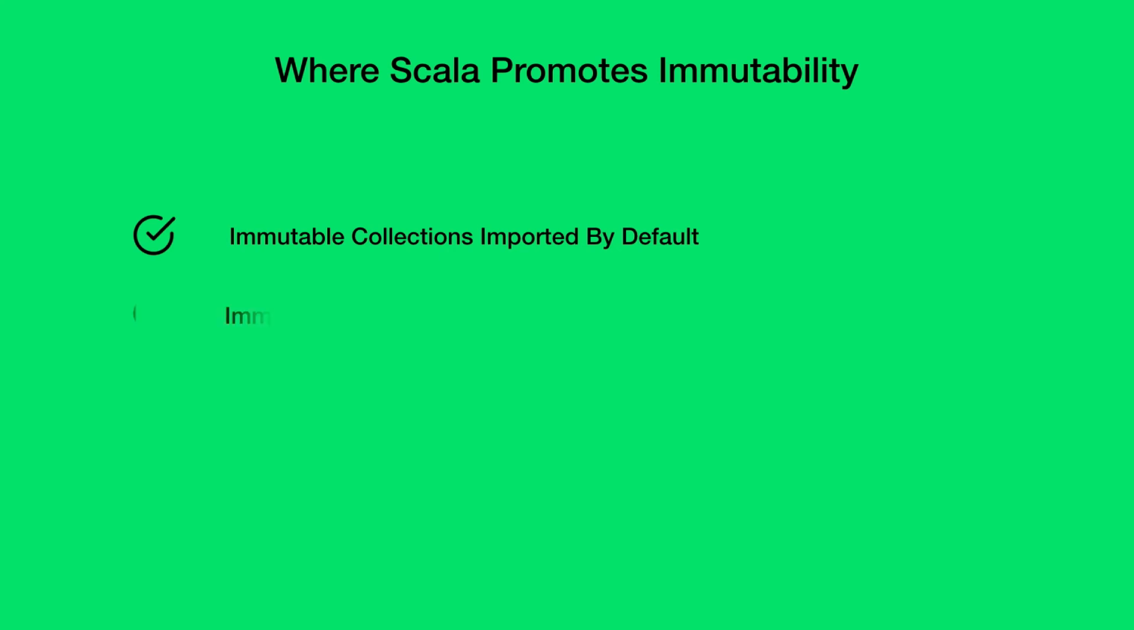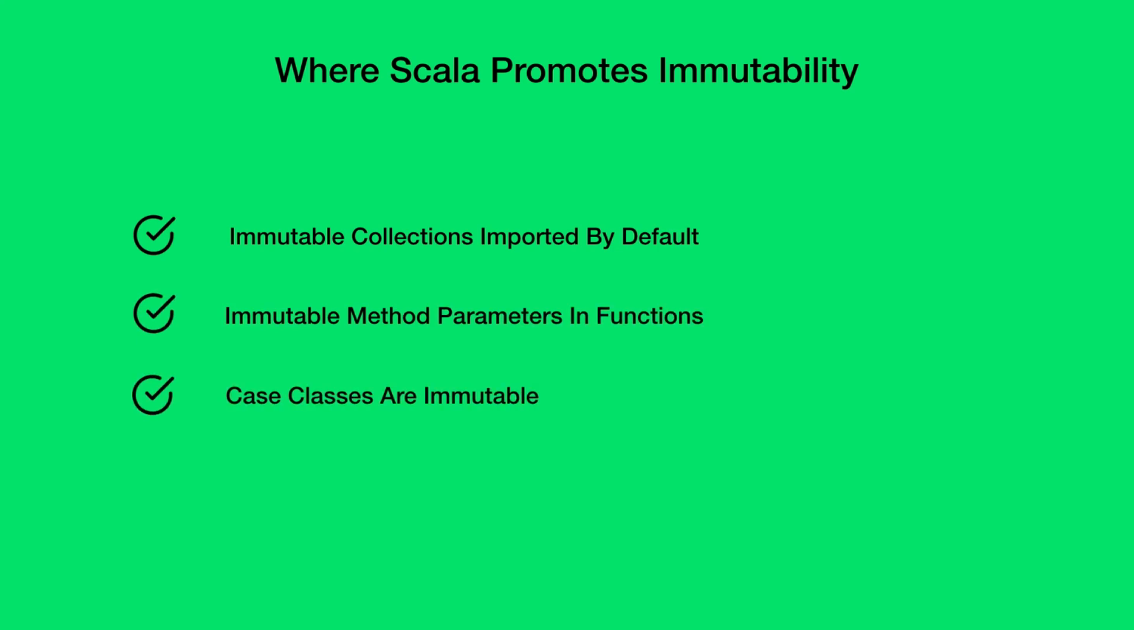There are other ways Scala promotes immutability in the language, such as importing immutable collections by default for use, immutable method parameters and functions, case classes which are immutable once they are created, and many more. If you are interested, you can find the details about these topics in my Pluralsight courses on Scala.